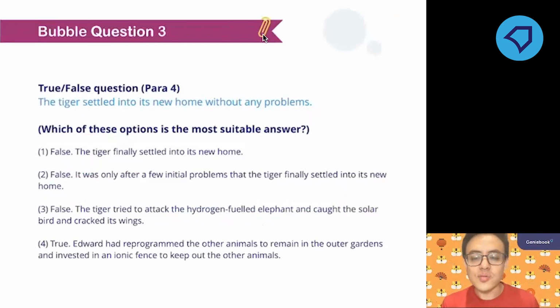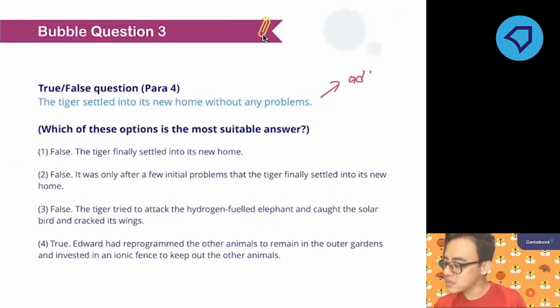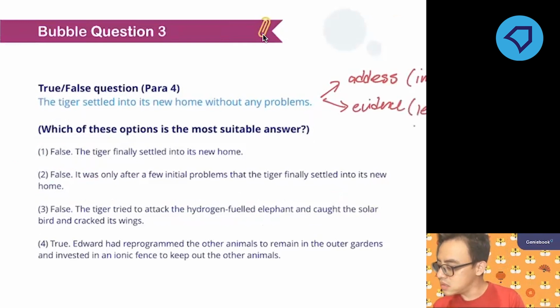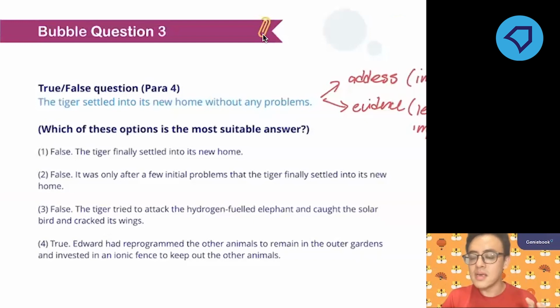The tiger settled into its new home without any problems. Remember what I taught you earlier? What I taught you, to address, is the most important. What's not so important is the evidence. There is one answer here that has only evidence, and one option that has only the address. You need to figure out which one is more important.